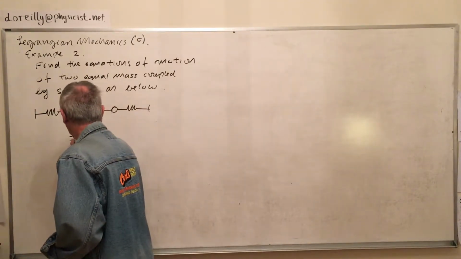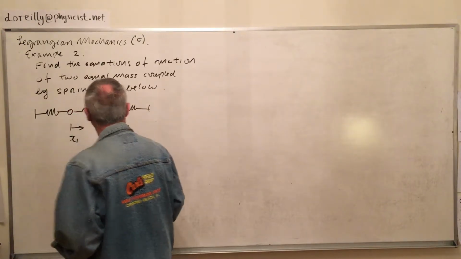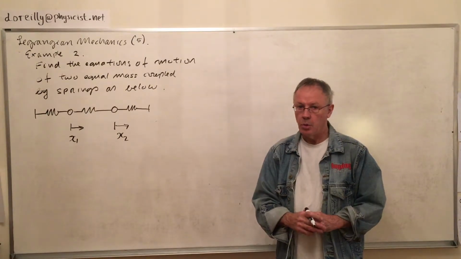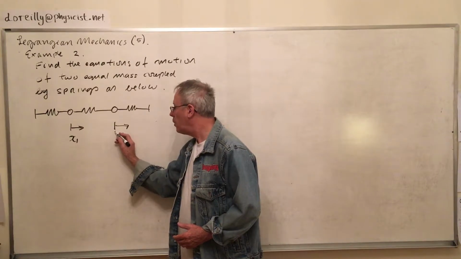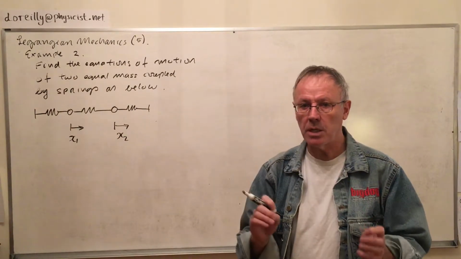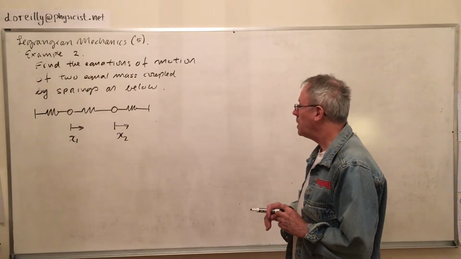We'll call this displacement x1. This mass will move a distance which we will call x2, and these are the generalized coordinates for the system. Once again, the mass could move that way from equilibrium. This is the equilibrium point. We don't care, it's going to be squared. The velocity is squared, or the potential part is going to be squared, so we don't even care about putting in a positive or negative sign.